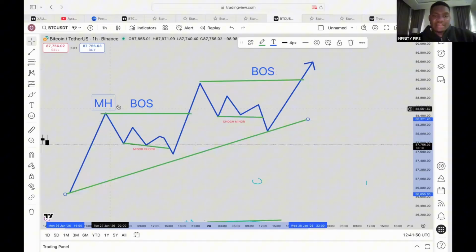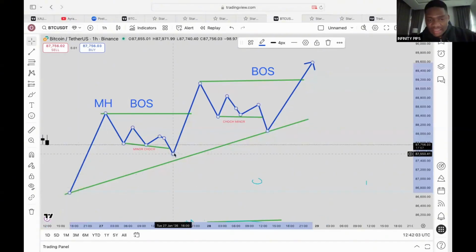This is a higher high. This is a higher low. This is a major higher low. This was a previous major higher low. This as well was a previous major higher low. When this previous major higher low was broken by this, this one became irrelevant. Not yet irrelevant fully, but it became irrelevant.